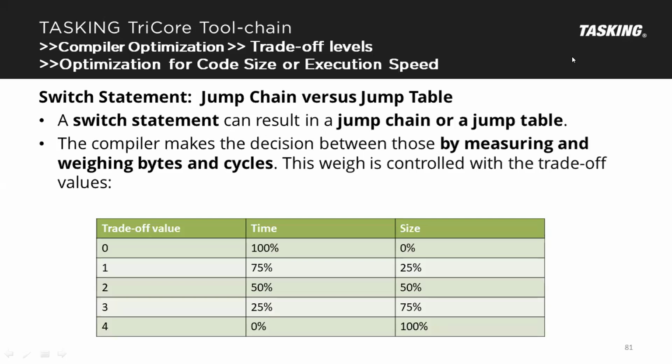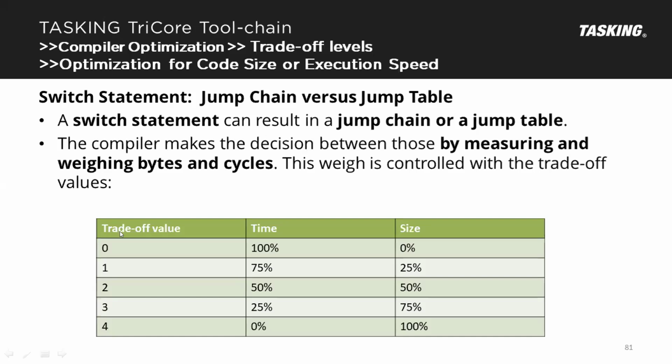All right, so this trade-off value also has an impact on the generated code of the switch statement. The implementation of a switch statement will be either a jump chain or a jump table. A jump chain is basically a chain of jumps that provides an implementation for the different cases declared inside the switch statement. A jump table is a table where the references to the different cases will exist.